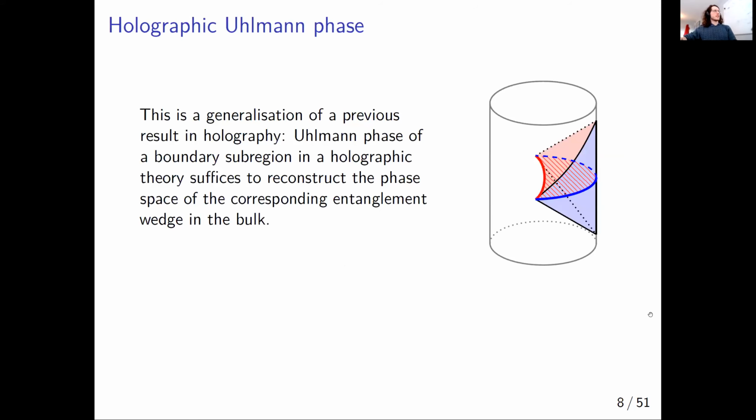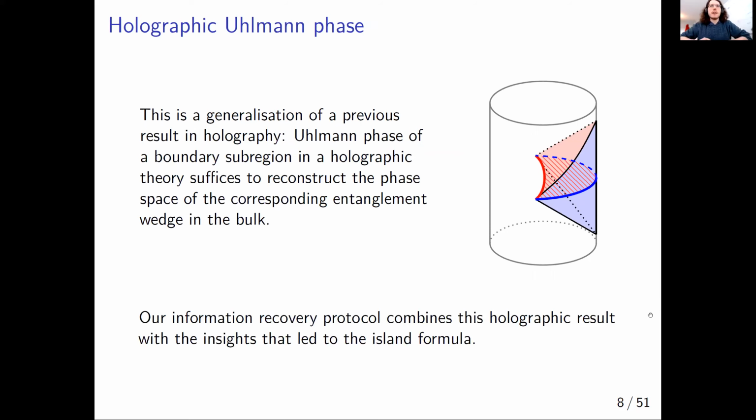So this result is actually a generalization of a previous one of mine in holography. It turns out that by making measurements of the Almond phase of the state in a boundary subregion, one can reconstruct the classical phase space of the fields in its corresponding entanglement wedge. And the black hole information recovery protocol I'll describe combines the methods that led to that result with the insights that led to the island formula.